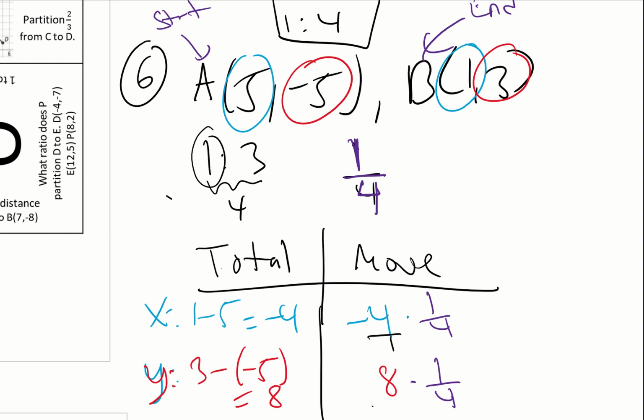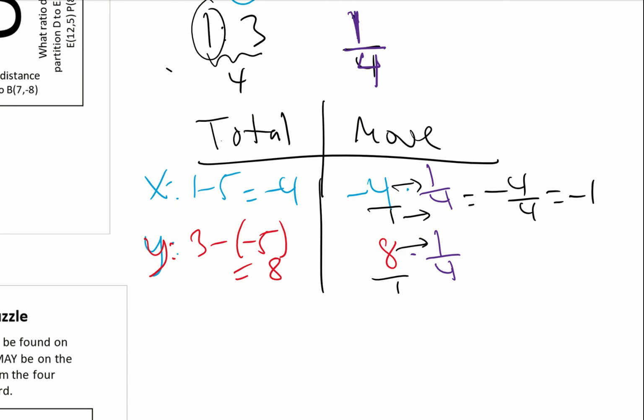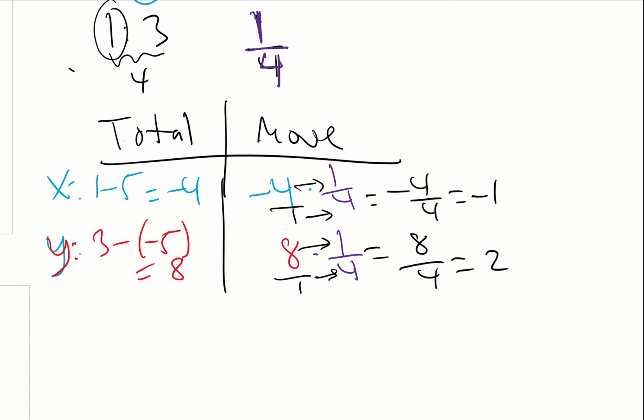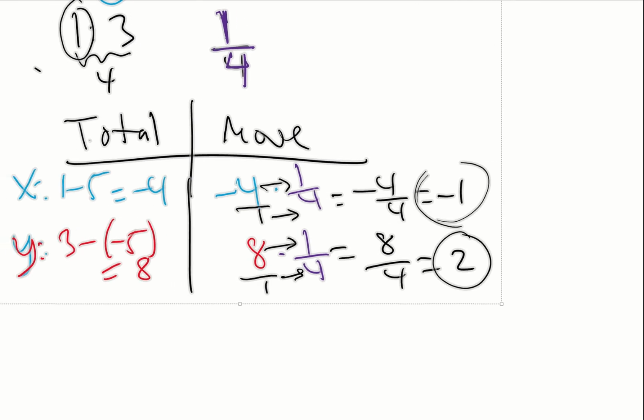Put these over an invisible 1, multiply straight across. This will be -4 divided by 4, which is -1. 8 times 1 is 8. 4 times 1 is 4. 8 divided by 4 is 2. So you're going to go 1 left and 2 up. So you're going to do that from A.